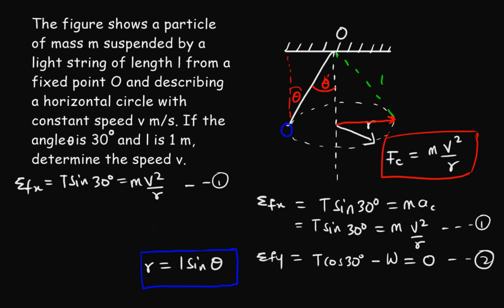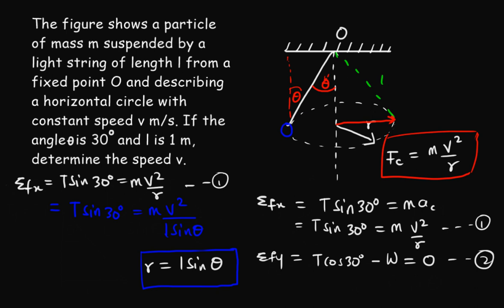Okay, so equation 1 now becomes T sine 30 degrees equals mv squared over R, which is known as L sine theta. It is L sine theta because we know the value of L and we know the value of theta. So we can put it in this equation to reduce the unknowns.